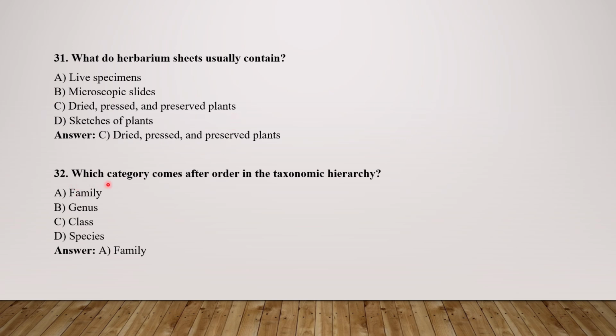Number 32. Which category comes after order in the taxonomic hierarchy? Right answer is option A, family. You all know the right classification is like it goes like species, genus, family, order.